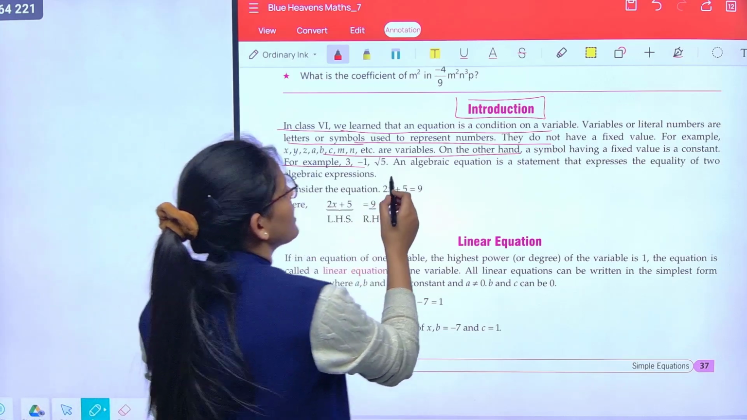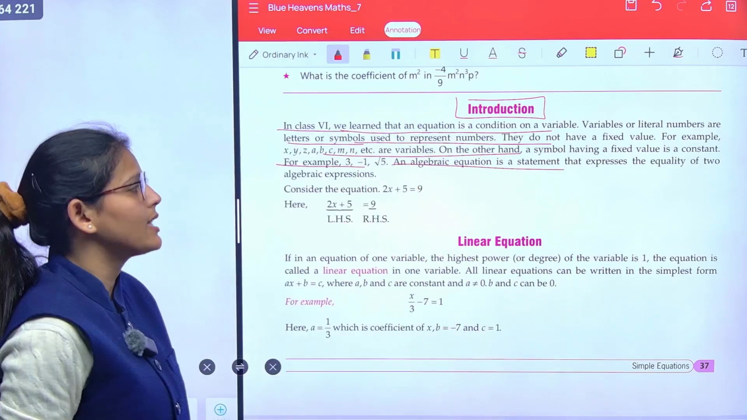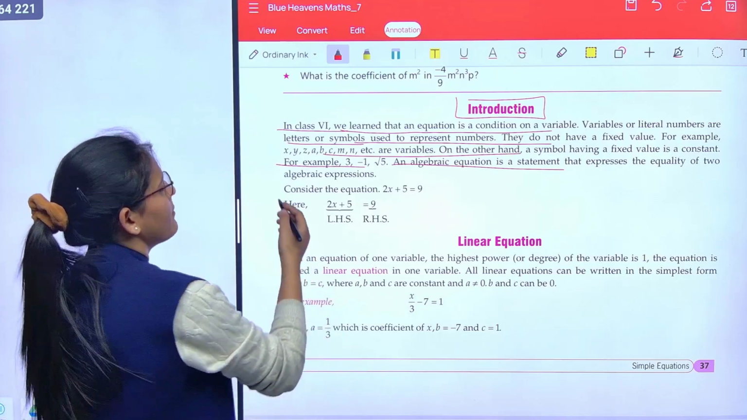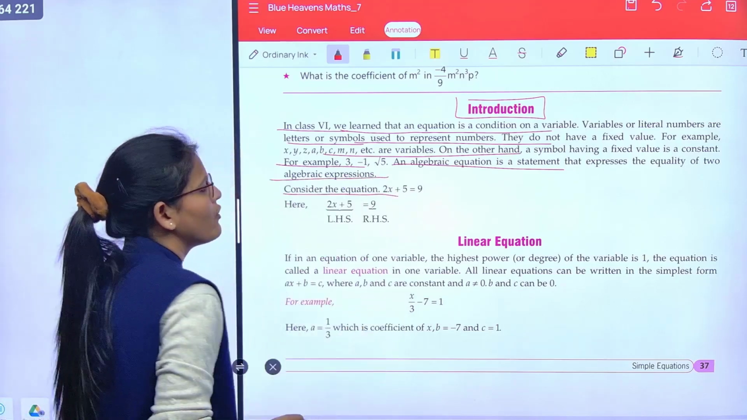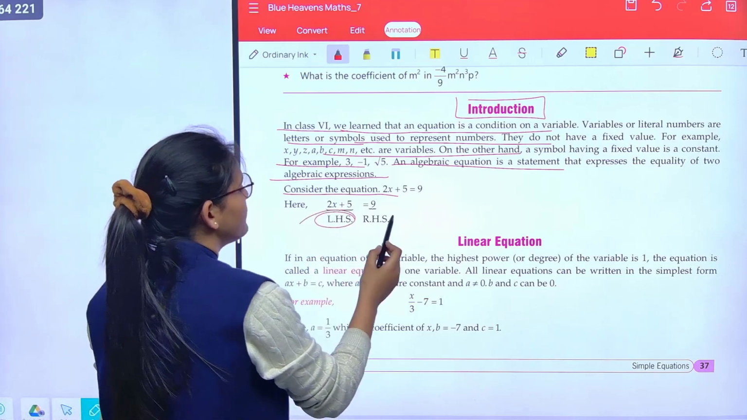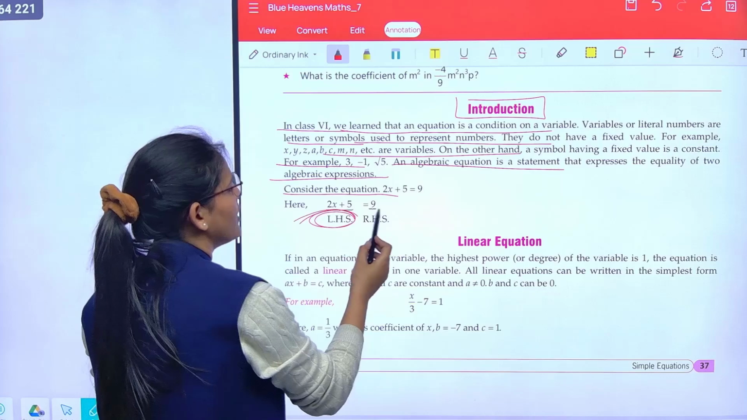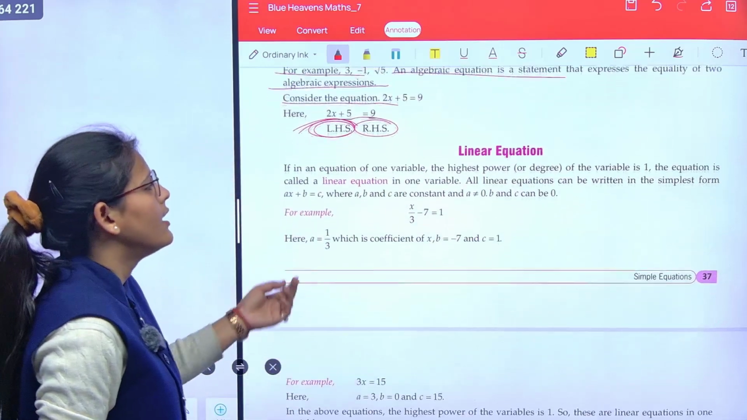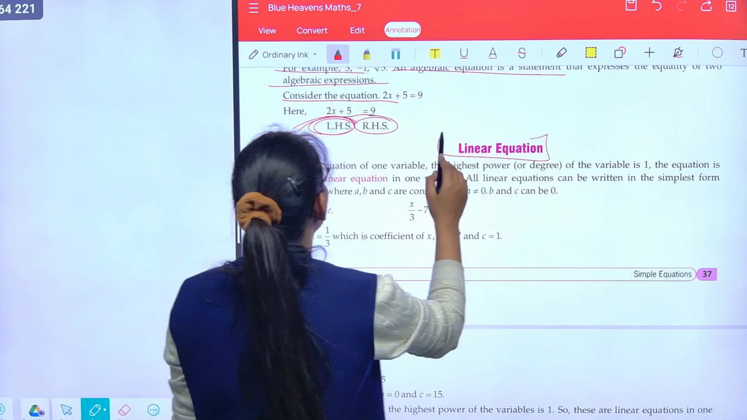An algebraic equation is a statement that expresses the equality of two algebraic expressions. Consider the equation 2x plus 5 is equal to 9. Now class, this is our LHS and this is our RHS. Now class, what is a linear equation?